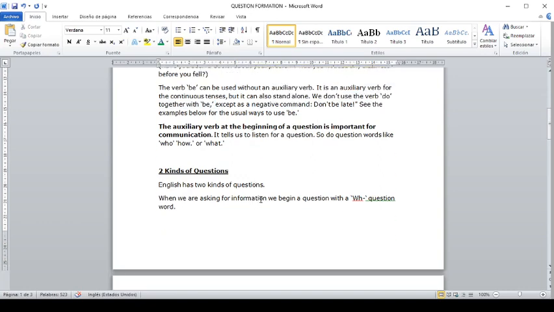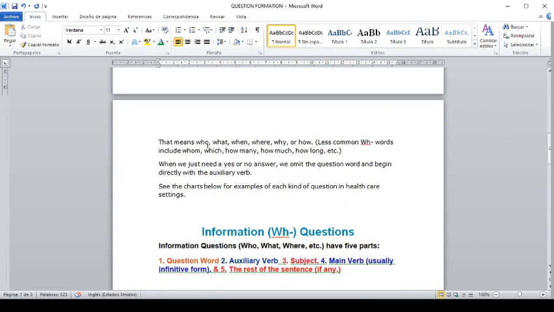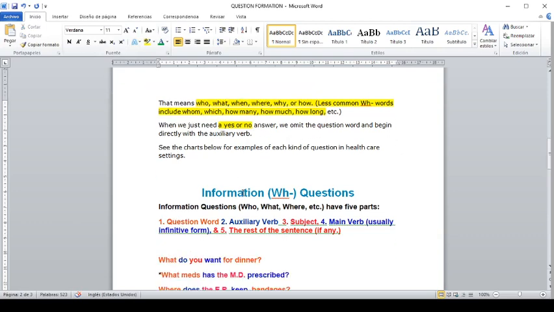Then we have two types of questions. In English, we have questions that ask for information. We begin them with the WH word, question word. That means who, what, when, why, or how. Less common words include whom, which, how many, how long, etc. When we need a yes or no answer, as we see here, we omit the question word and begin with the auxiliary verb, okay? Here we have some examples.